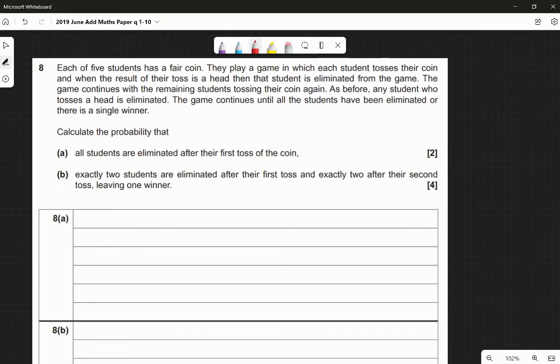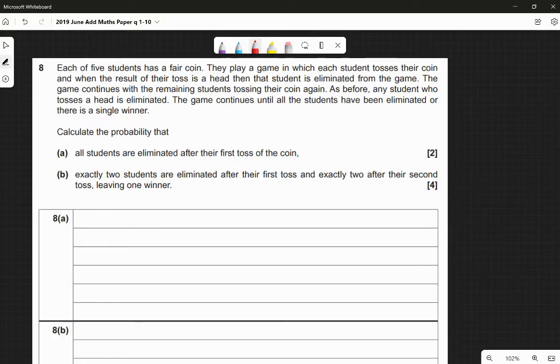Each of 5 students has a fair coin. They play a game in which each student tosses their coin, and when the result of their toss is a head, then they're eliminated. The game continues with the remaining students tossing their coin again, and then any student who tosses a head is eliminated. The game continues until all the students have been eliminated or there is a single winner. Okay. So this is a probability problem.